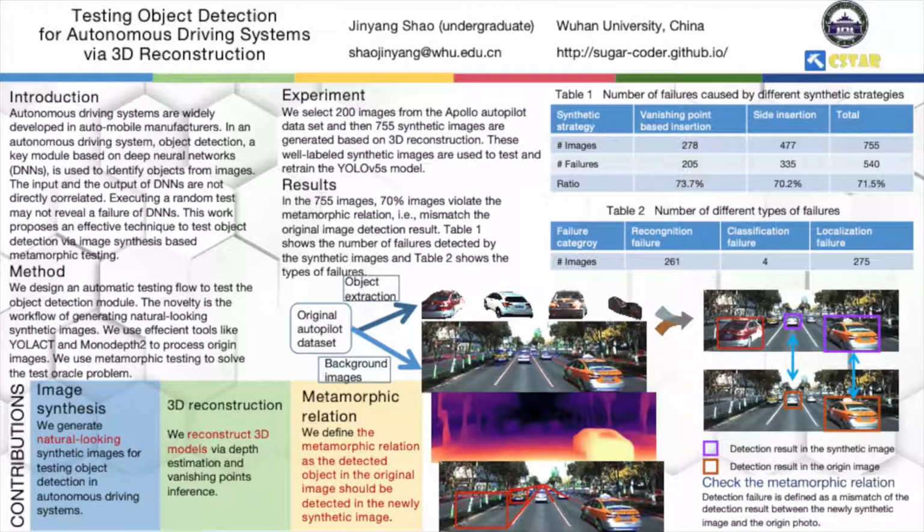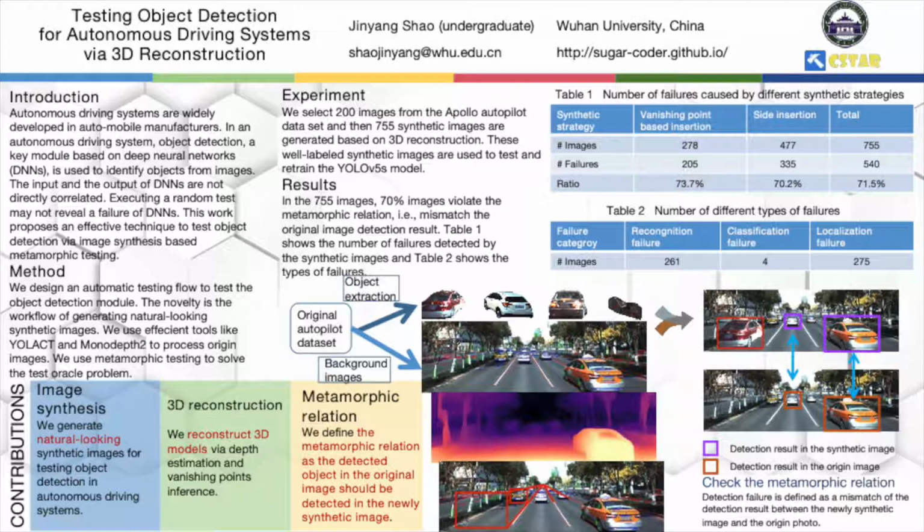We define three kinds of detection failure. Recognition failure is when objects that could be recognized in the original image can no longer be recognized in the synthesis image. Classification failure is when the category name prediction doesn't match the ground truth. Location failure is when the bounding box doesn't match any of the ground truth boxes.